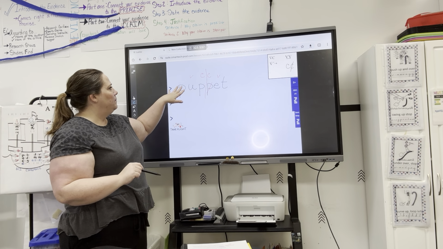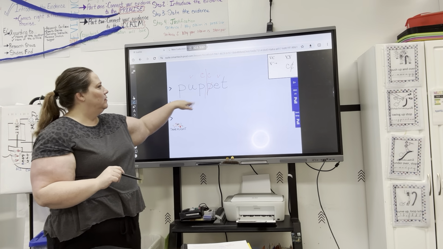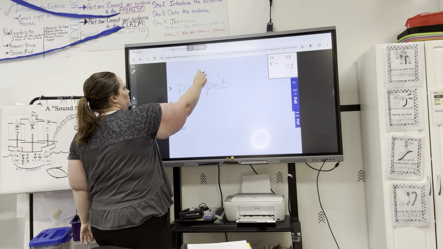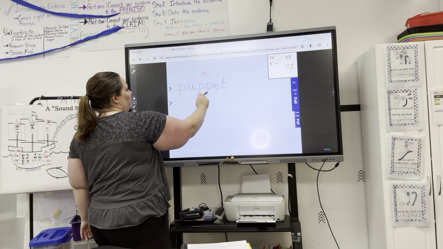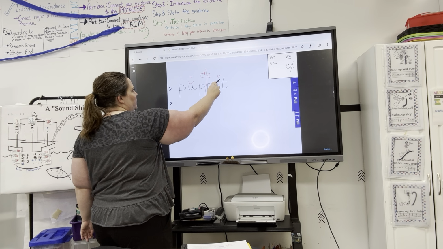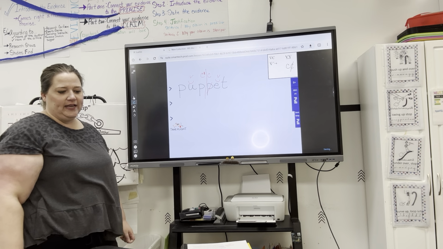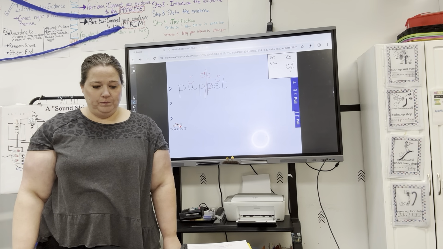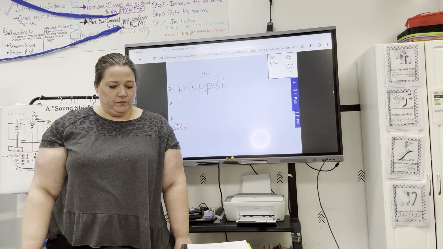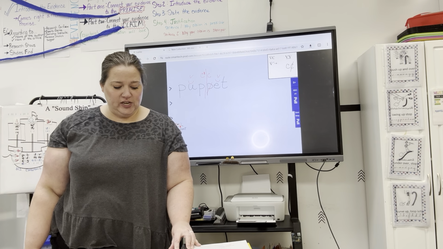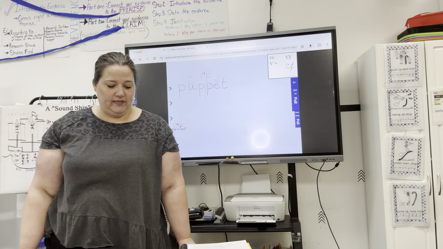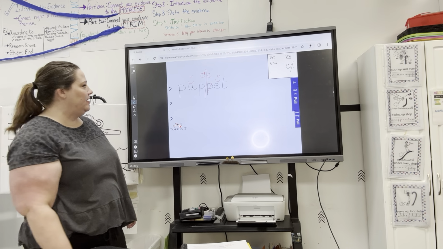All right, let's decide which one is accented. Puppet, puppet, right, pup. Then we have a vowel in a closed syllable, short, code it with a breve, and the word is puppet. Let's do one more on this page, and then you can do the last two for homework. The last one we're going to do is number 4, griffin.